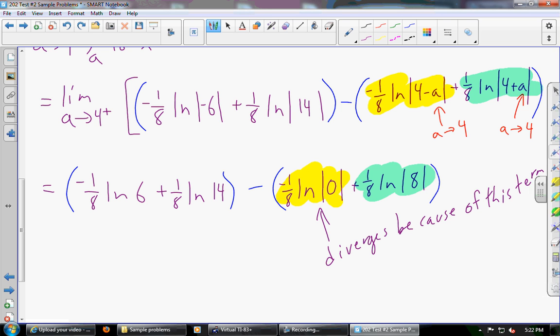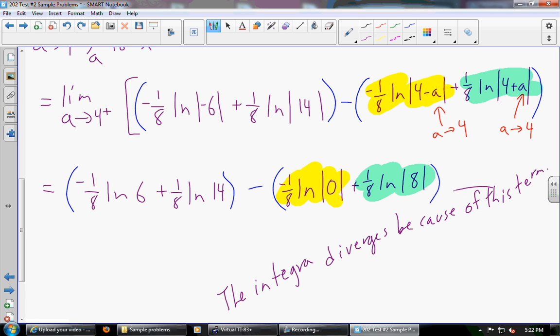And I should be more clear than that. I should say that the integral diverges, the original integral diverges because of, and then just erase that arrow and we'll put it where it really belongs, because of this term right here.